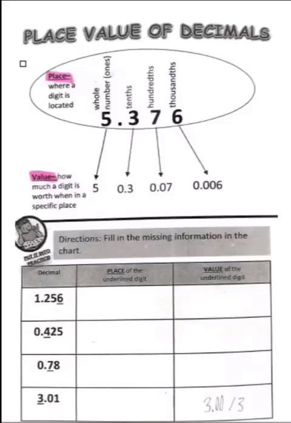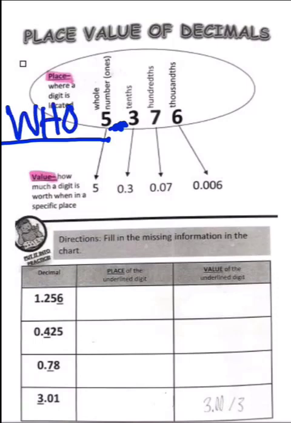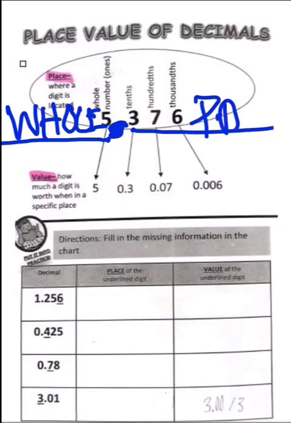So we know that anything that is on the left side of the decimal is a whole. Anything on the right side of the decimal is a part. It is not a whole of something. It is a part of something.